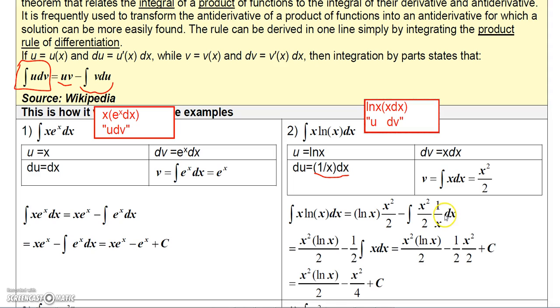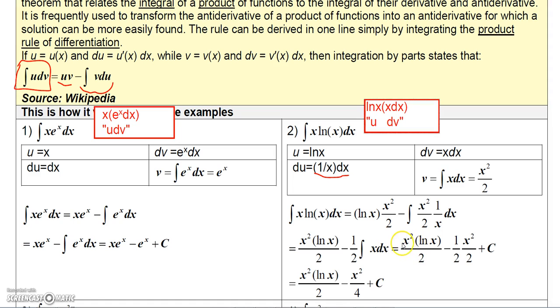Now I can simplify this a little bit. So let me go ahead and copy this down. Remember, we don't do anything with this; we just bring it down. So I'm going to rewrite it as x squared times natural log of x over 2. And for this, I know that x squared divided by x is just x, and I can pull the 1/2 out of the integral. So if I pull the 1/2 out of the integral, I get minus 1/2 times the integral, and then I have x. So now we know how to integrate x dx, right?